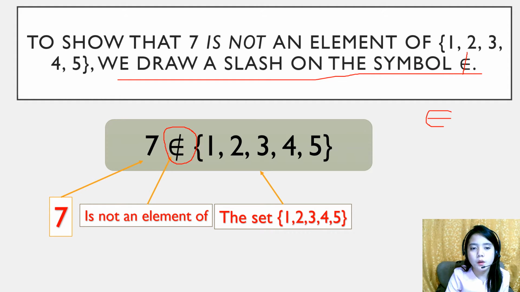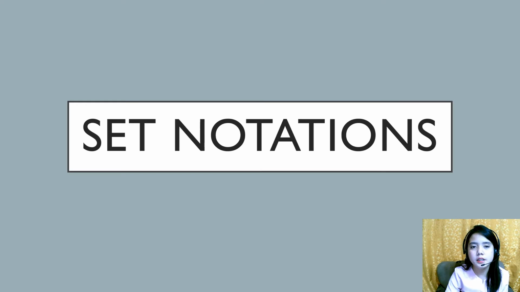Ang ingon dili man daw element si 7 sa kini nga set because wala man siya diri sa sulod. Okay? Wala may 7 diri sa sulod. Therefore, dili siya element sa set. Nakuha ba? Okay. Let's proceed.